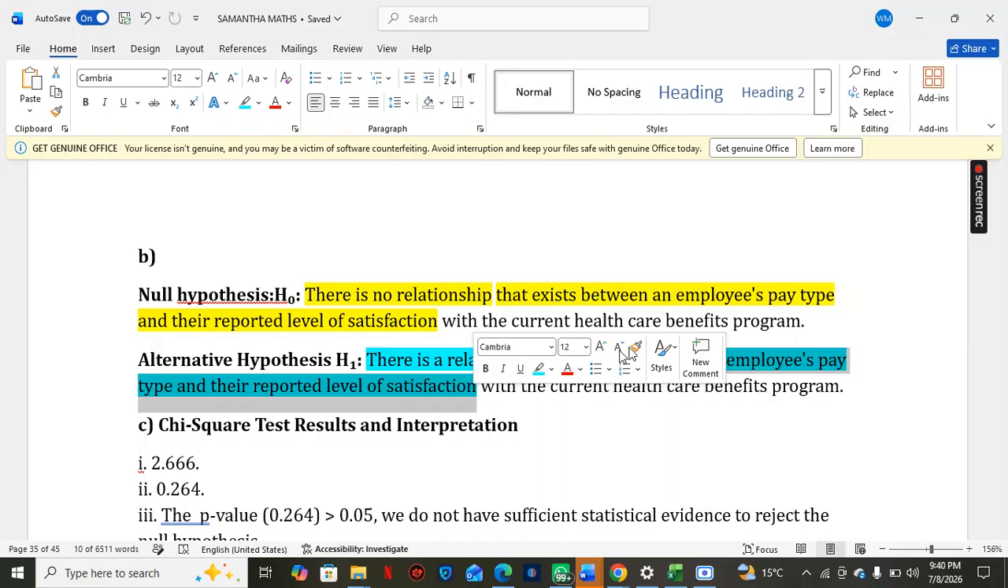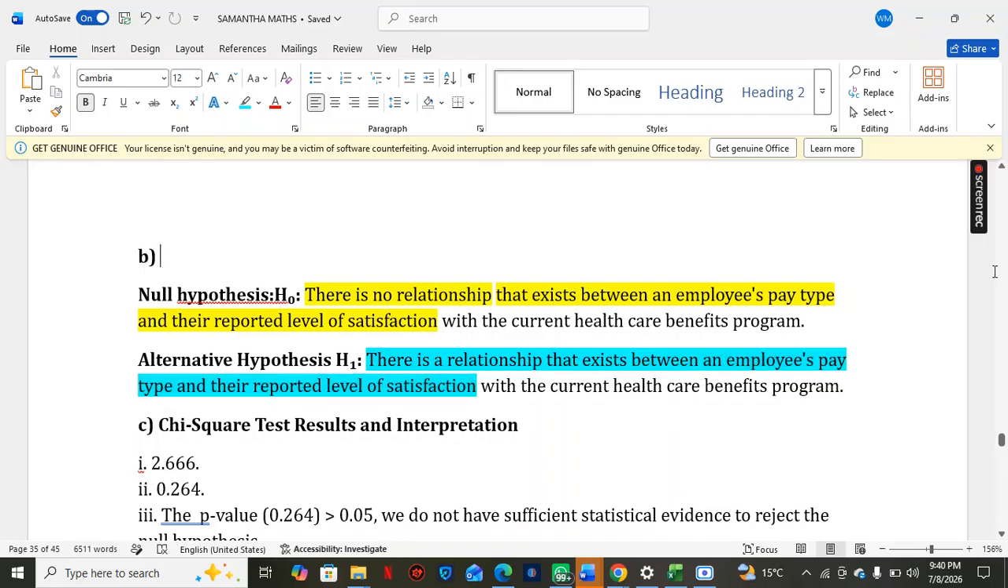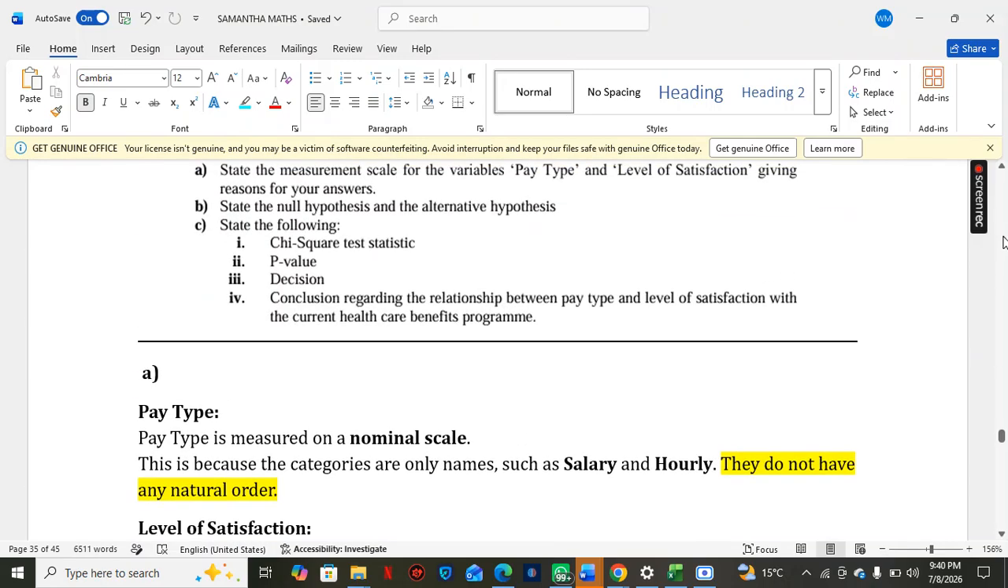So in this question, the test has already been done for you. So it's more like interpretation of the results. So we've done part B, and now we're moving to part C. It says state the following. Number one, the chi-square test statistic.